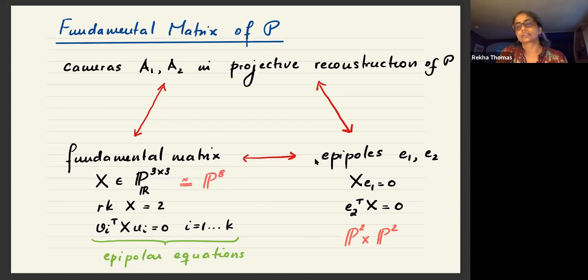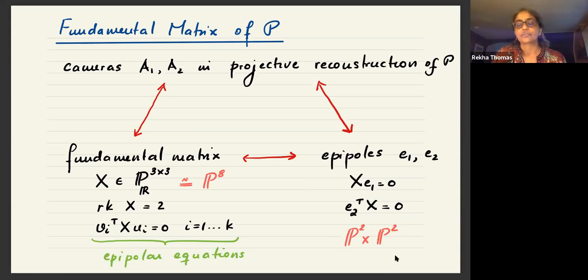But then there's also a third object that carries the same information, which is the right and left kernel of this matrix X. So this matrix X is rank 2, so it has a unique right kernel and a unique left kernel. And they turn out to be exactly the epipoles of the cameras. So there is this epipole space, which is P2 cross P2, right? Because the camera is 3 by 3, so E1 and E2 are both points in P2.